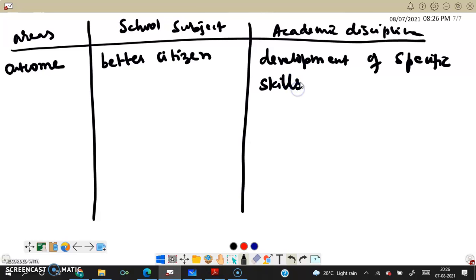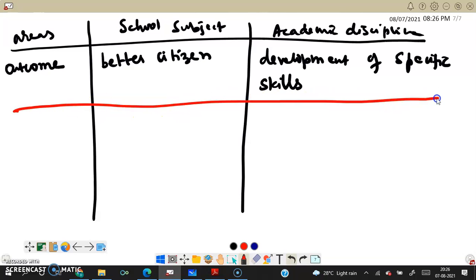But the academic discipline gives importance to the development of specific skills. We try to develop specific skills in the academic discipline. It is a professional skill, we can say, a vocational skill. After completing this, we start with some vocation, enhancing the disciplinary knowledge and one's own thinking. Here we give the professional skills and vocational skills.